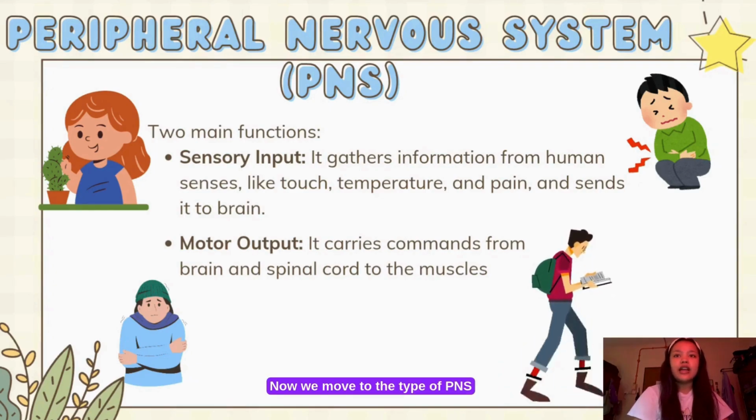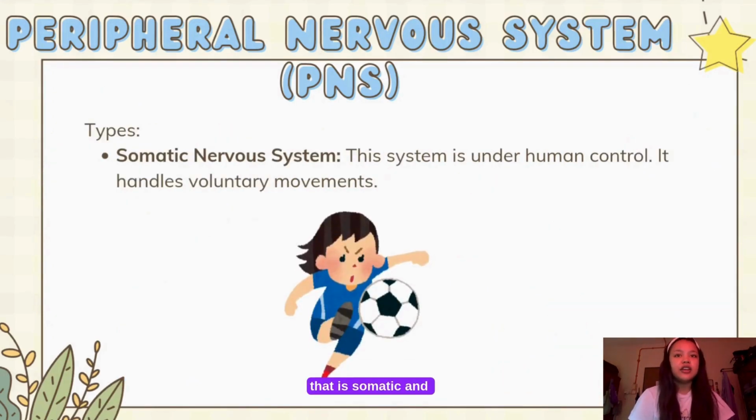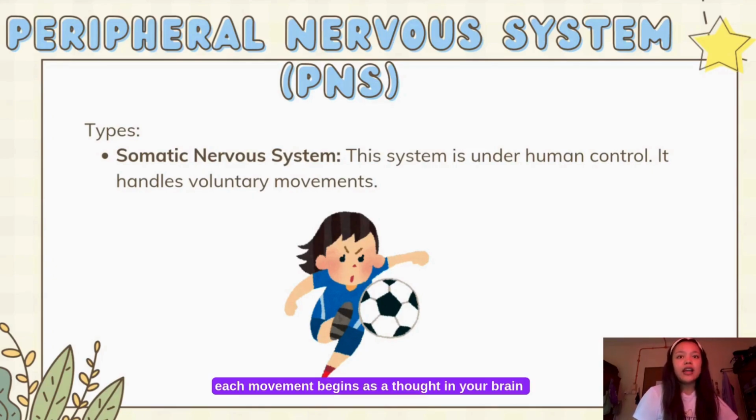Now let's move to the types of the PNS. The PNS has two key divisions, that is the somatic and autonomic systems. For the somatic system, this system is under human control. It manages voluntary movement, like when you want to kick a ball. The movement begins with a thought in your brain and it's carried out by nerves and muscles working in harmony.